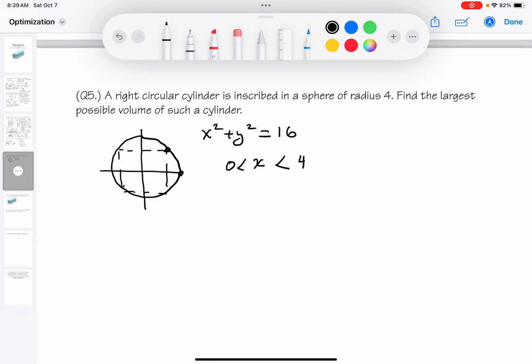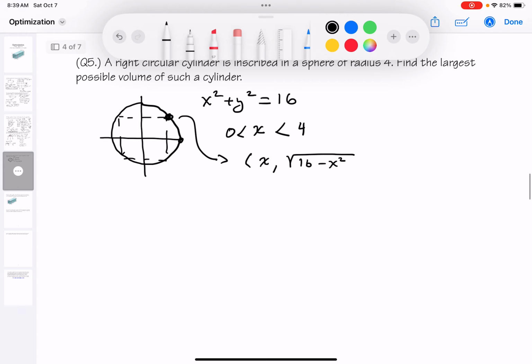All right, then what I'm going to do is over here talk about the point. Right, the point here, again, this is the point, is going to be x, comma, the square root of 16 minus x squared. So I'm going to try to visualize the cylinder now. Looks like this over here.